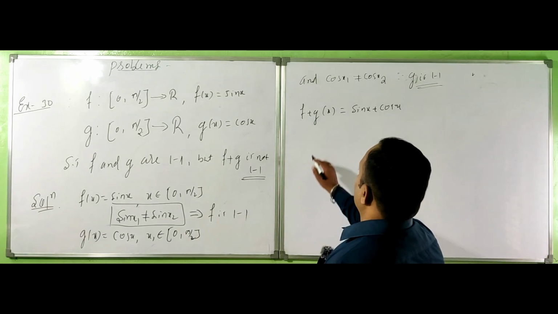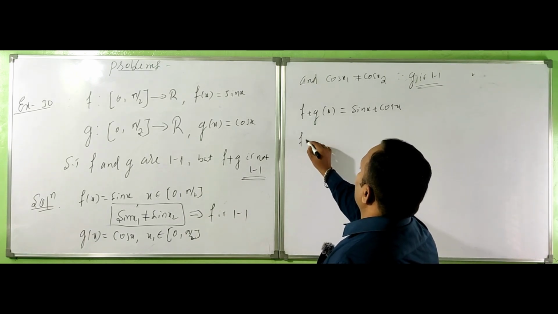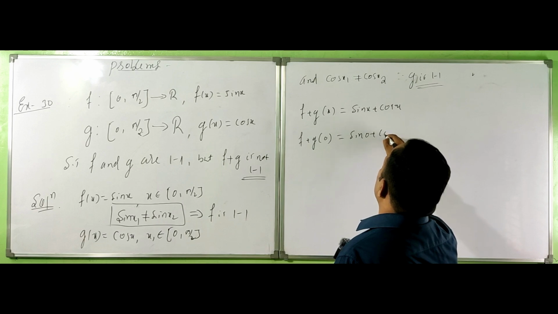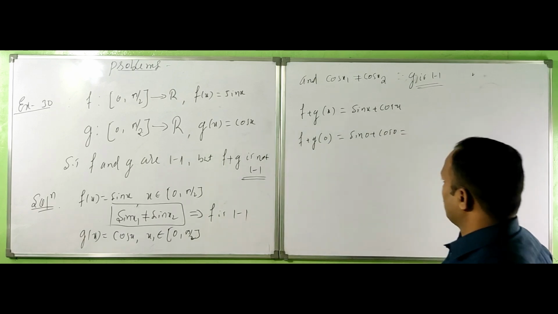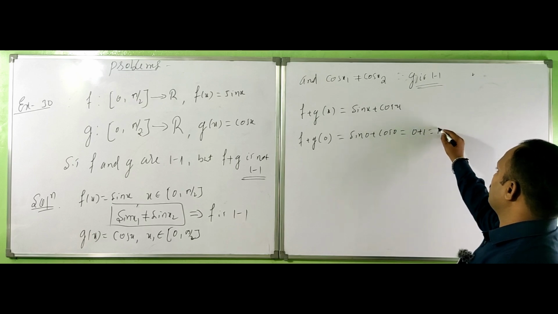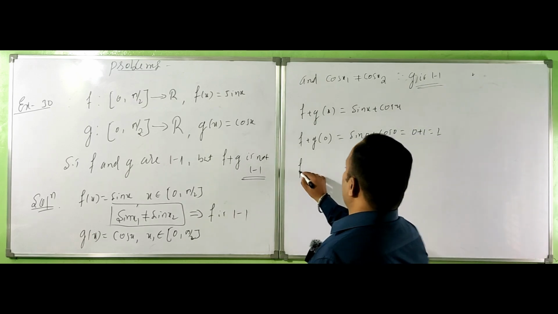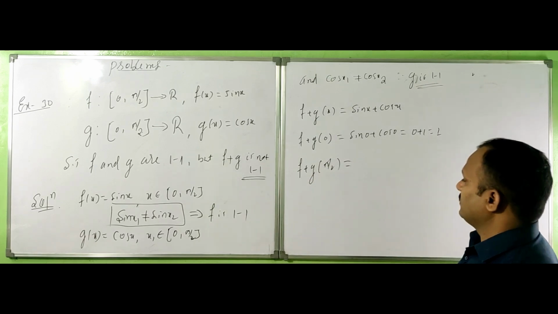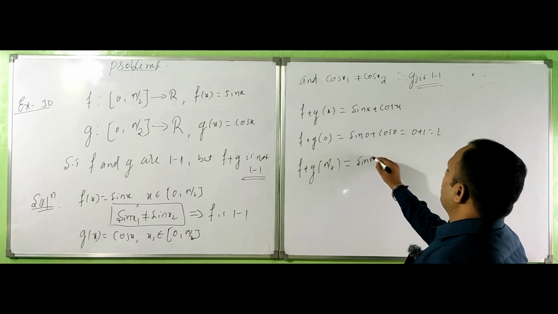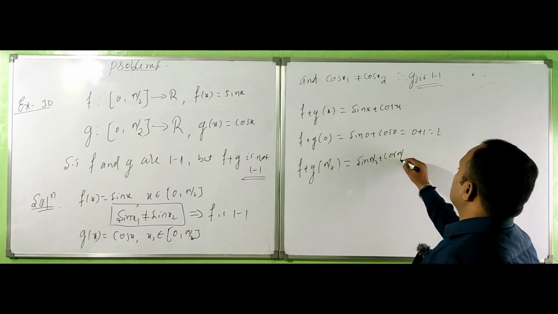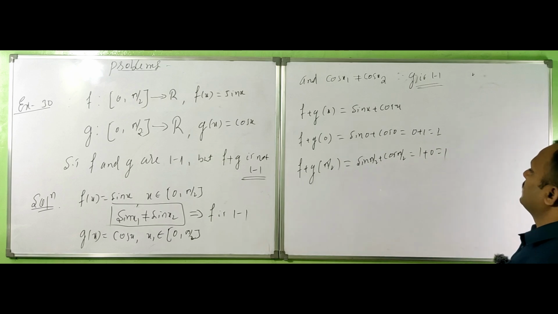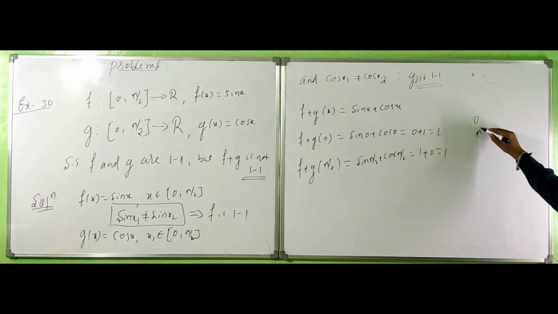Can I take the examples? Just take f plus g of 0, which is sin 0 plus cos 0. Sin 0 is 0, cos 0 is 1, so it is equal to 1. And f plus g of pi by 2, a different value I am taking: sin of pi by 2 plus cos of pi by 2. Sin pi by 2 is 1, but cos pi by 2 is 0, so it is equal to 1. Therefore 0 and pi by 2 map to the value 1.